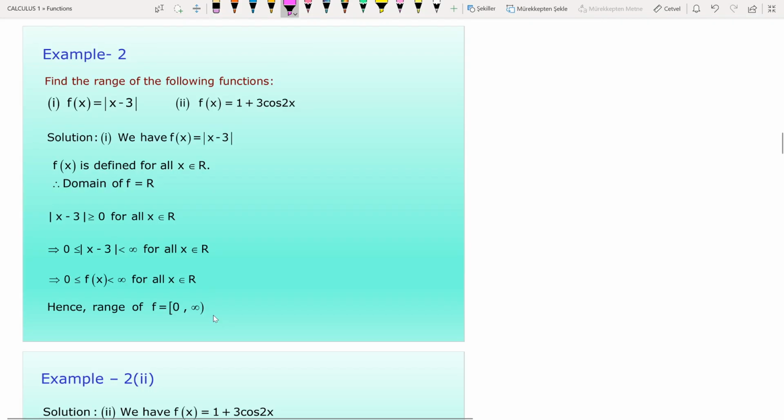Another example: find the range of the following functions. We have two functions and we will find the range of them. Let's look at the first one.